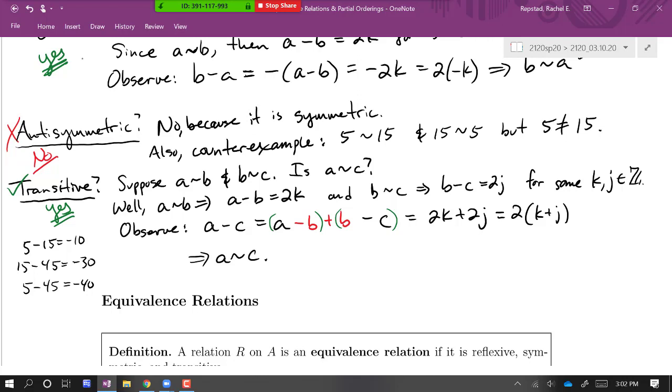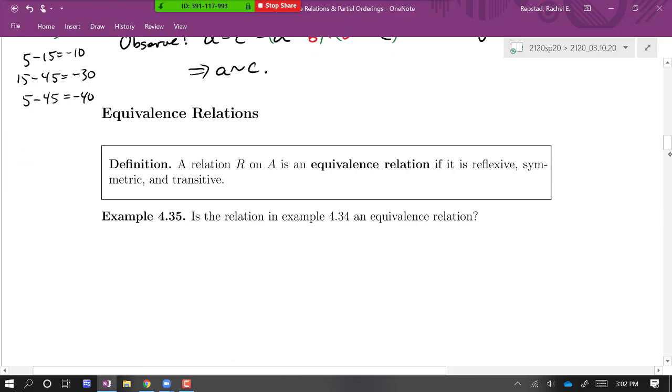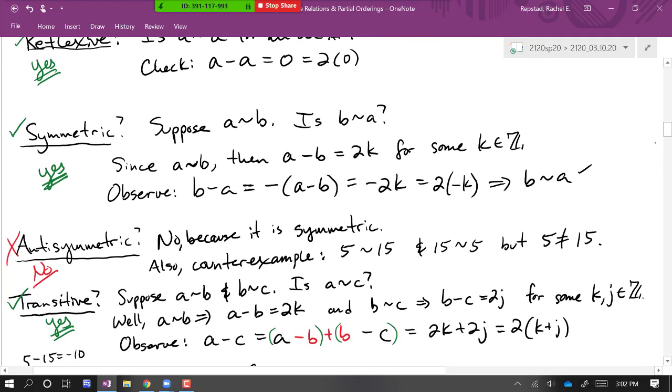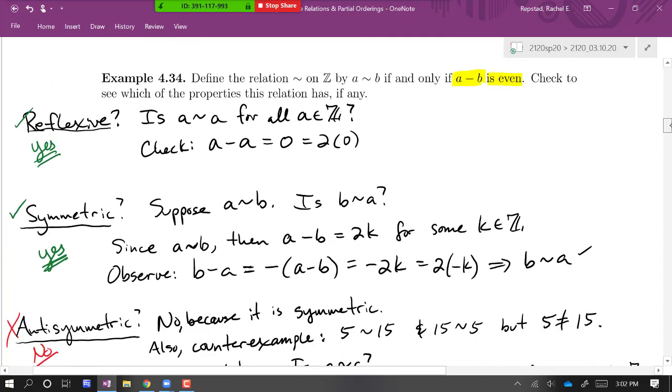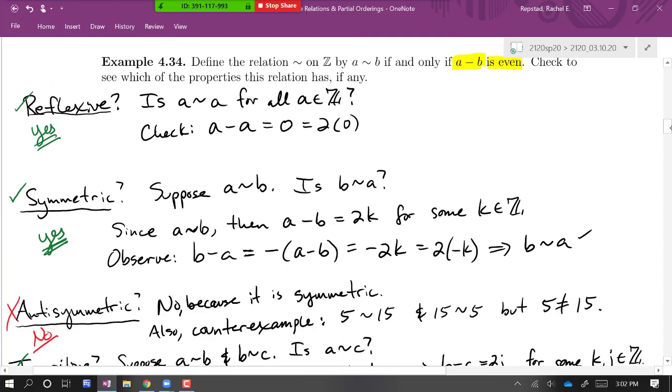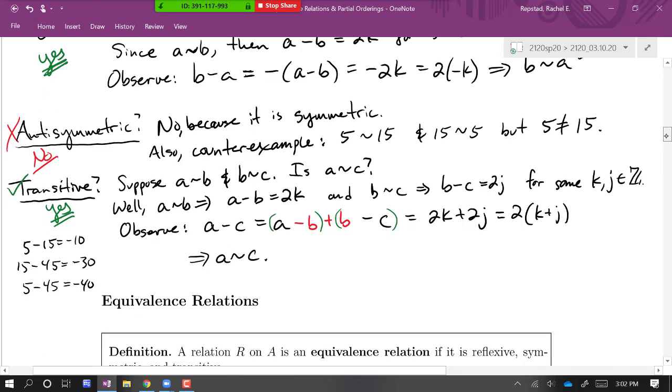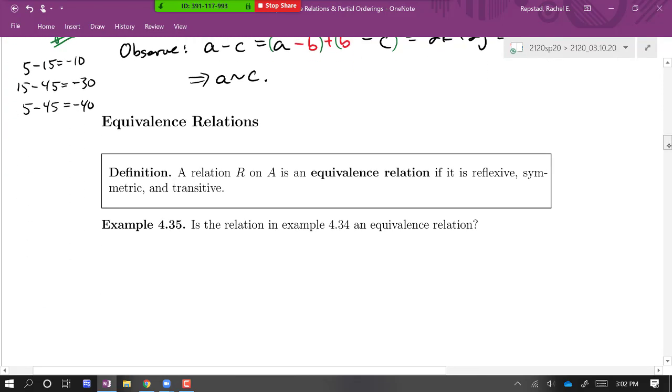Questions? Okay. An equivalence relation is a relation that is reflexive, symmetric, and transitive. So let's look back at what we just did here. This relation that we were just working with, we showed was reflexive, symmetric, and transitive. So yes, it's an equivalence relation on the integers.